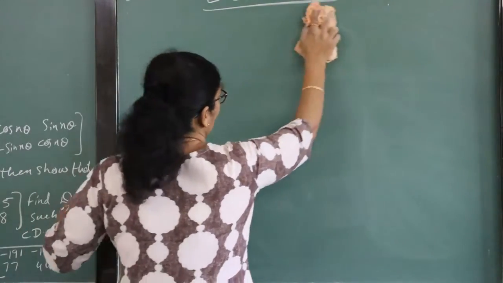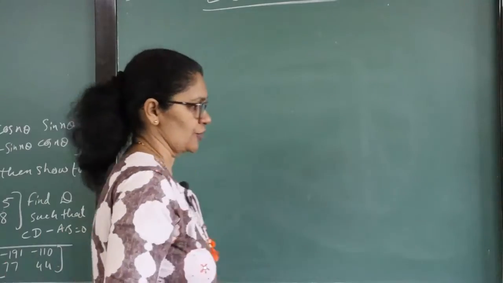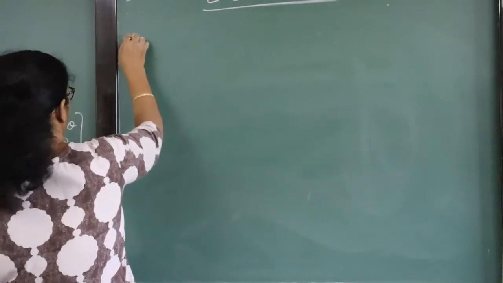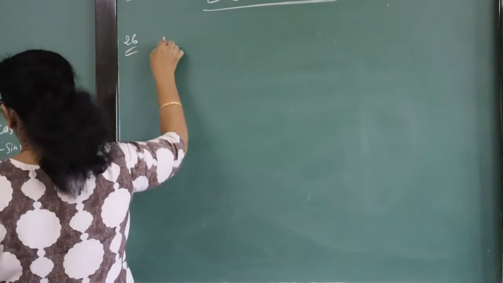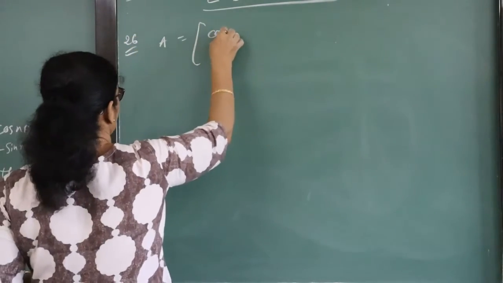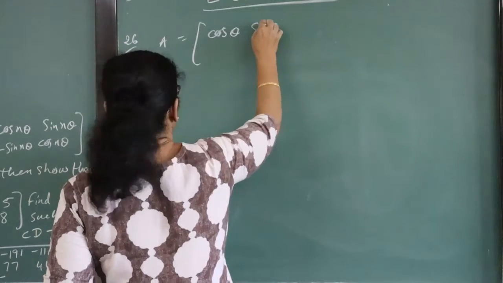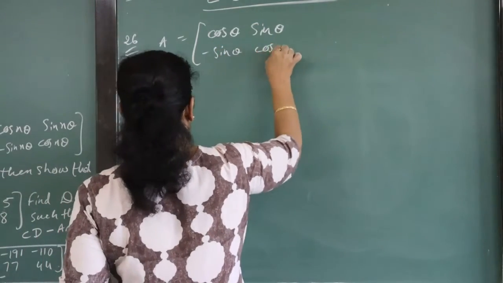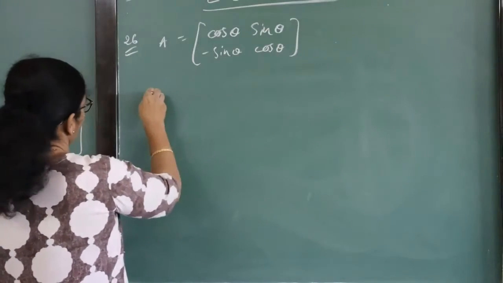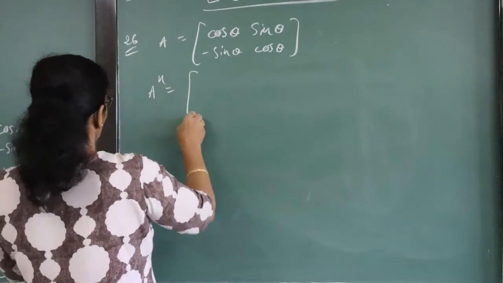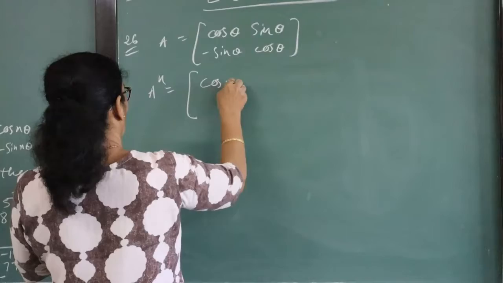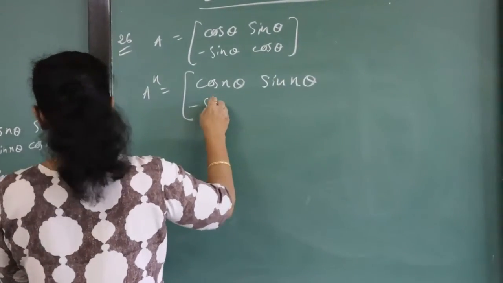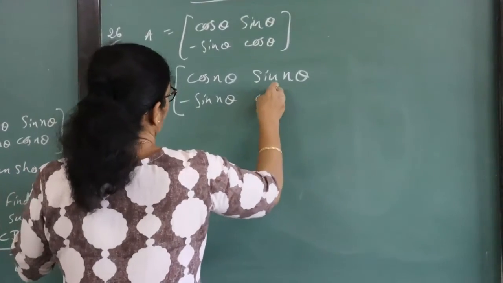Now we start solving the miscellaneous questions. In it, your first question, question number 26, is given. Matrix A is given: cos theta, sin theta, minus sin theta and cos theta. What you have to prove is that A raised to n, its n power, will be cos n theta, sin n theta, minus sin n theta and cos n theta.